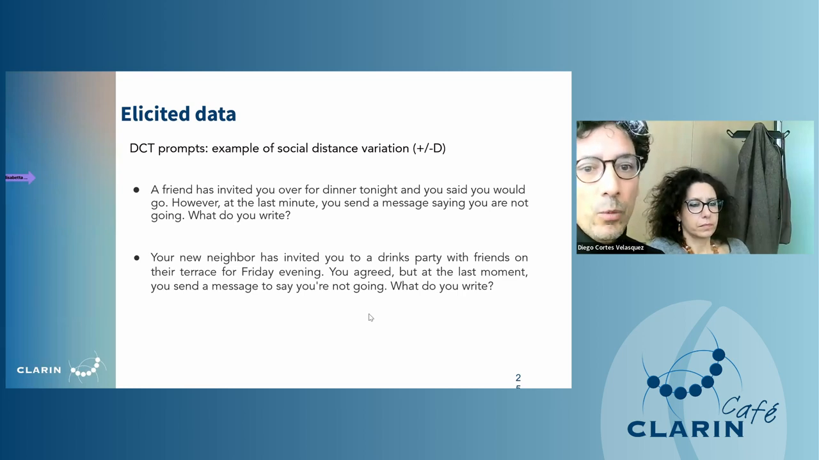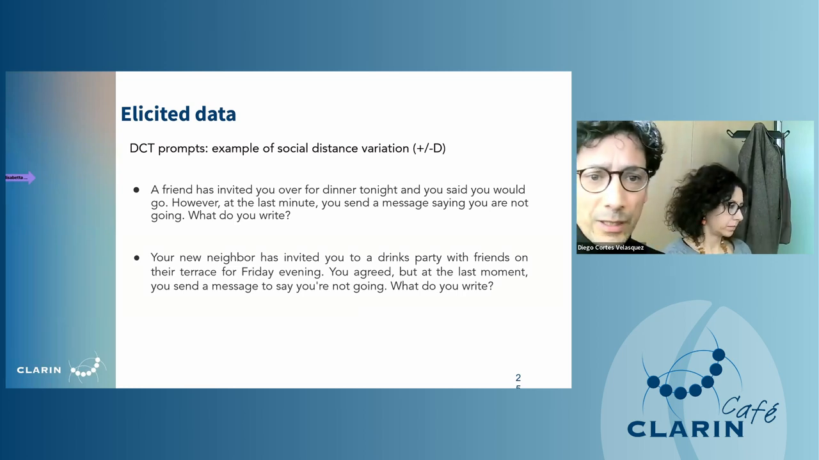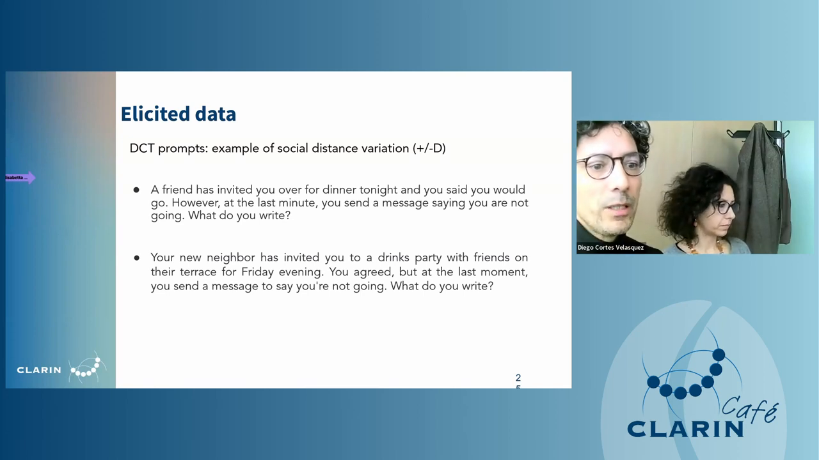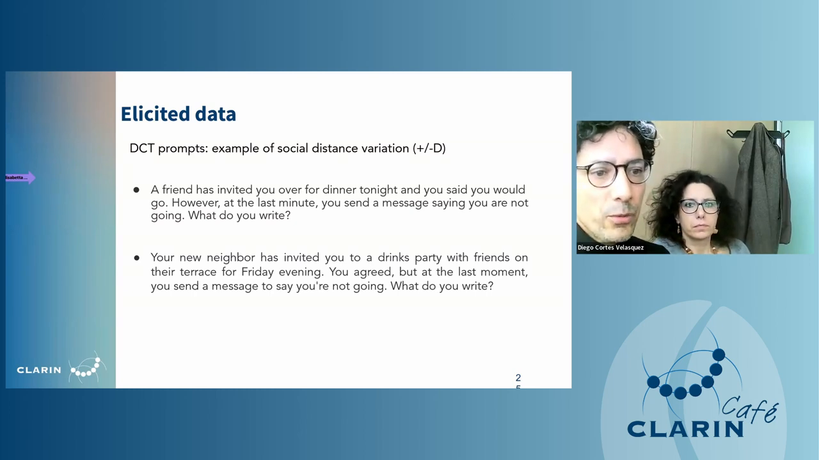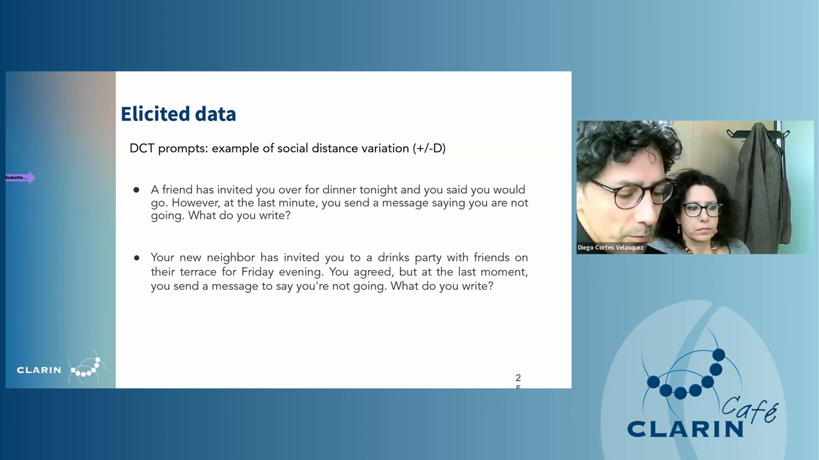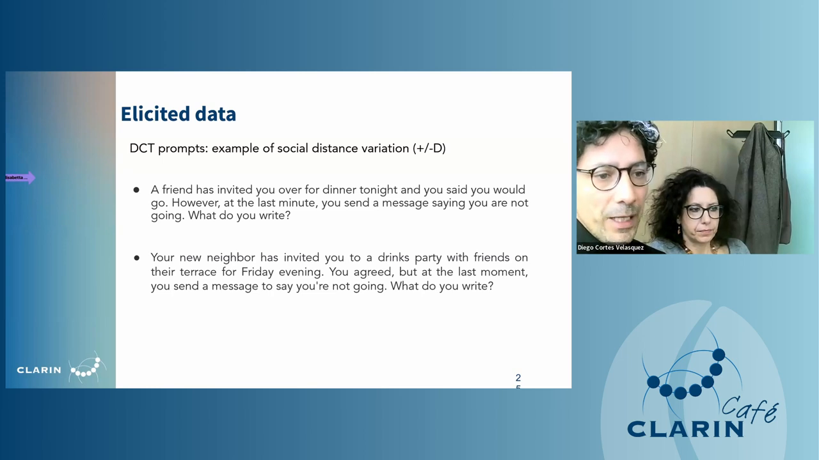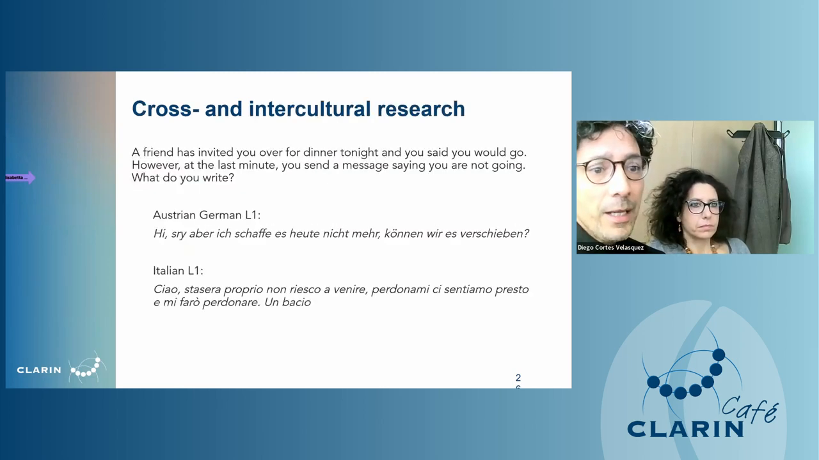In these examples here, we can see two degrees of social distance. In the first one, we ask the informants to produce a cancellation to a friend in an event that the informant has been involved in. So a friend has invited you over for dinner, and this is a low distance situation. And the second one is a high distance situation, because we ask the people to answer a neighbor to cancel an invitation.